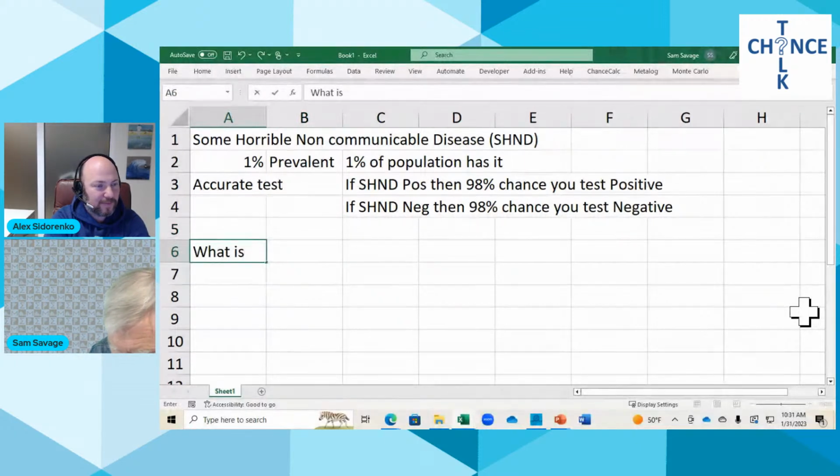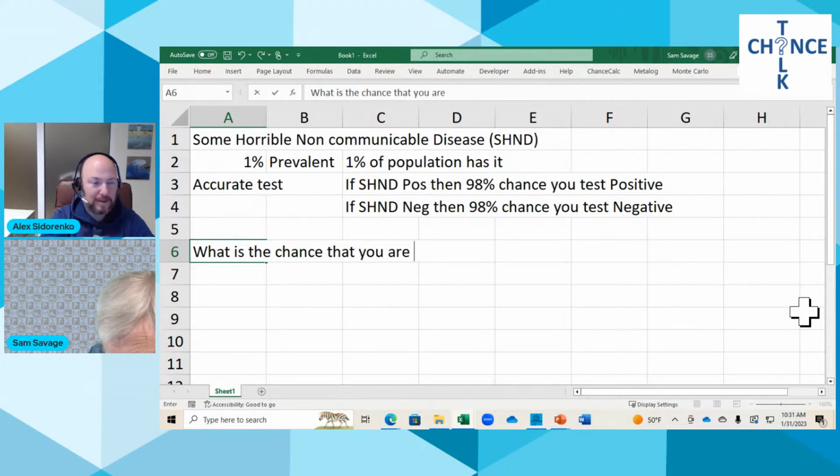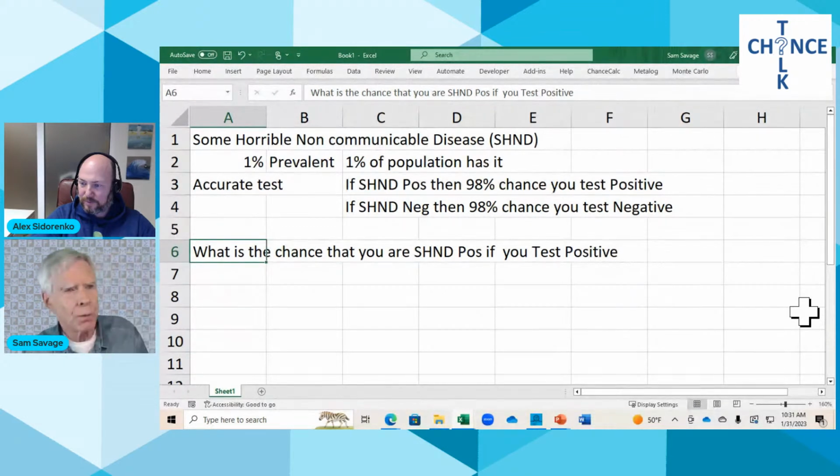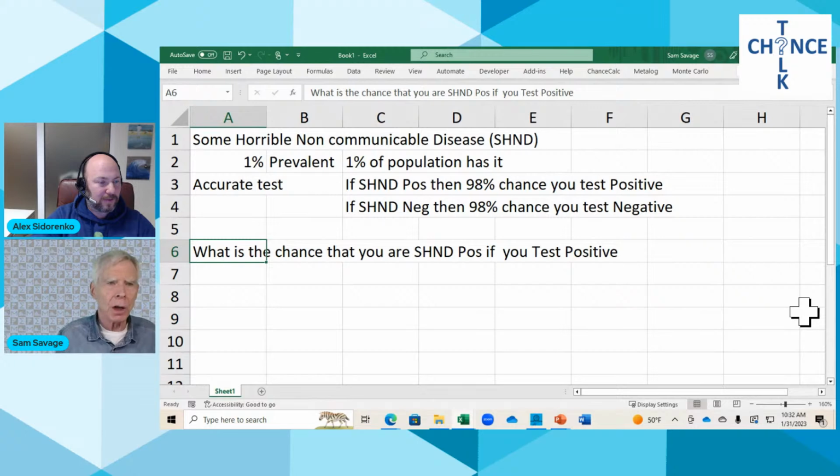What is the chance that you are SHND positive if you test positive, right? So you're in for your annual checkup, they run a test, and the doctor says, wow, you've tested positive for SHND. What do you do? So what is this chance?